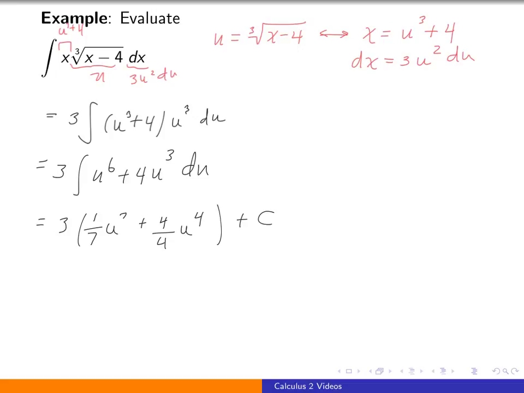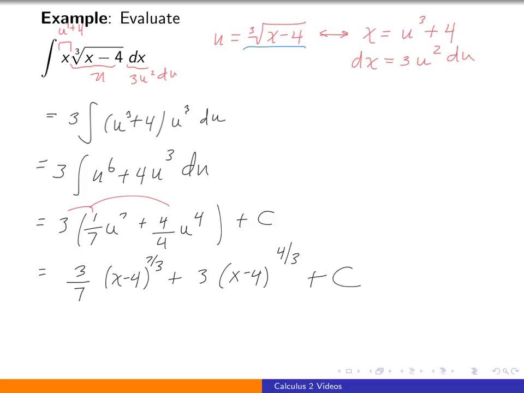And now we'll go ahead and take the 3 and distribute it through, and we will replace each u with the cube root of x minus 4. And recall that the cube root is really raising to the 1/3 power. So we have 3/7, and we have x minus 4 cube root raised to the 7th power. So 7/3 plus 3 times x minus 4 to the 4/3 plus C.